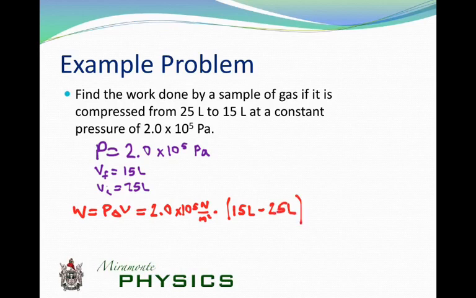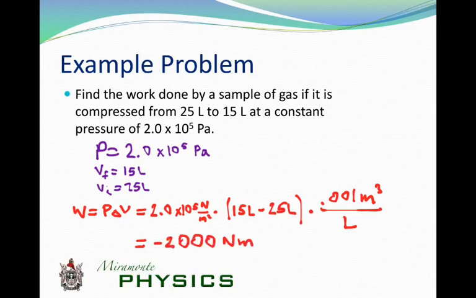Now here's the problem. Your pressure is in Newton per meter squared, your volume is in liters, and those are not related. So you're going to have to convert liters into meters cubed. Fortunately that conversion factor is on your formula sheet at the very top, and it says 1 liter is 0.001 meter cubed. So you can convert from meters cubed to liters, or liters to meters cubed, and then go ahead and multiply this out, and you'll find a total of negative 2,000 Newton meter, which is the same as a joule. And that makes sense because we're talking about work, which is a form of energy.